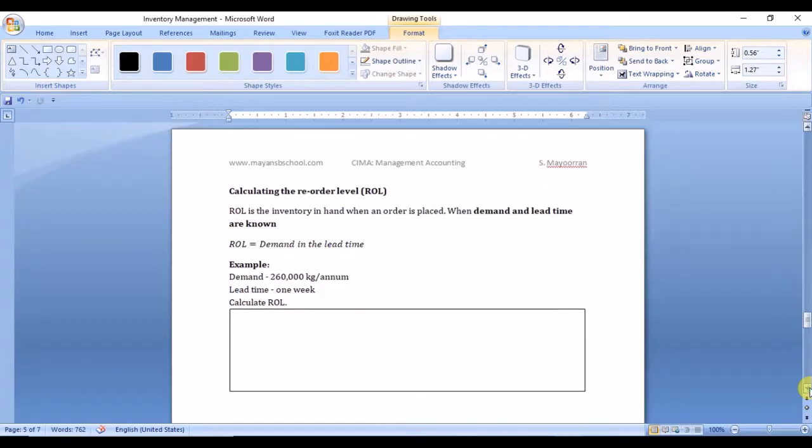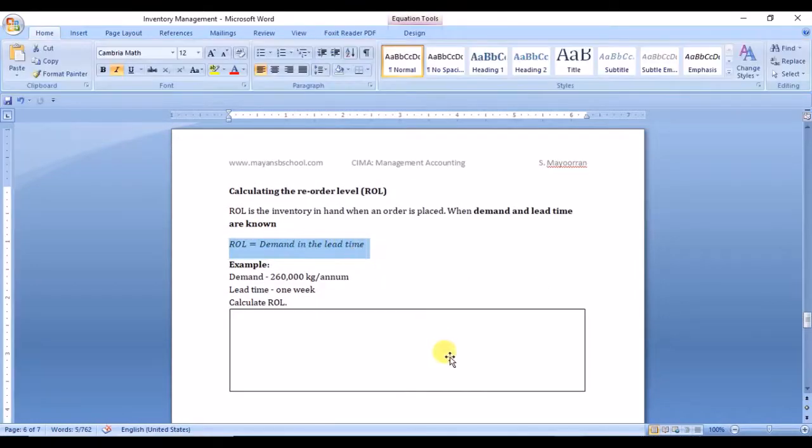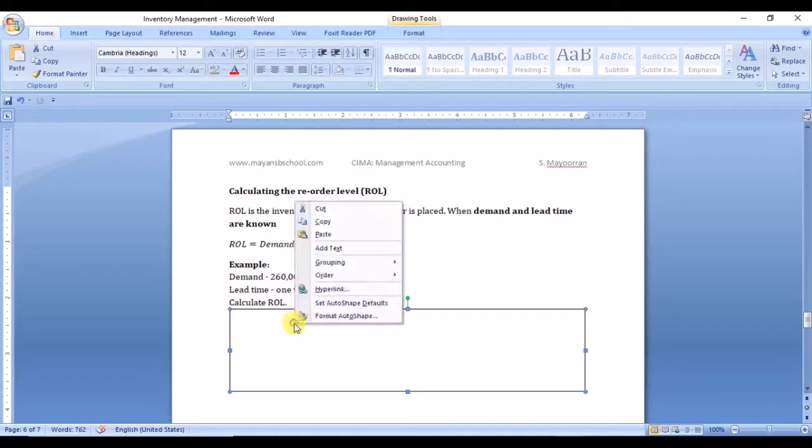So how do we calculate reorder level? This is the formula. Reorder level is demand in the lead time. I told you what lead time is: how long the supplier takes to supply the material. Let's say the supplier usually takes 10 days. Or look at this example. Demand is 260,000 kilograms for the year. Supplier's lead time is 1 week. So look at this.